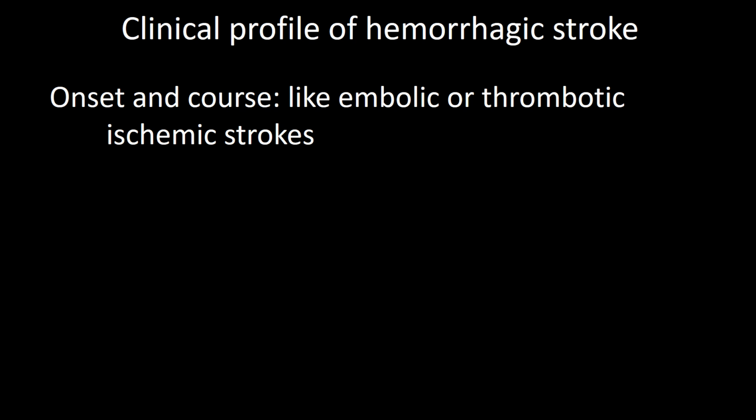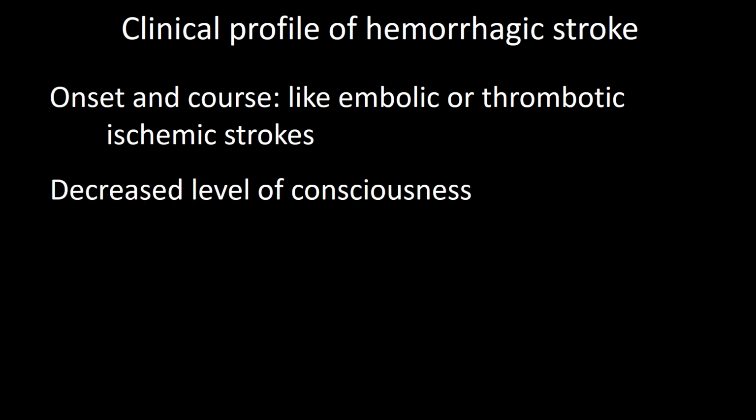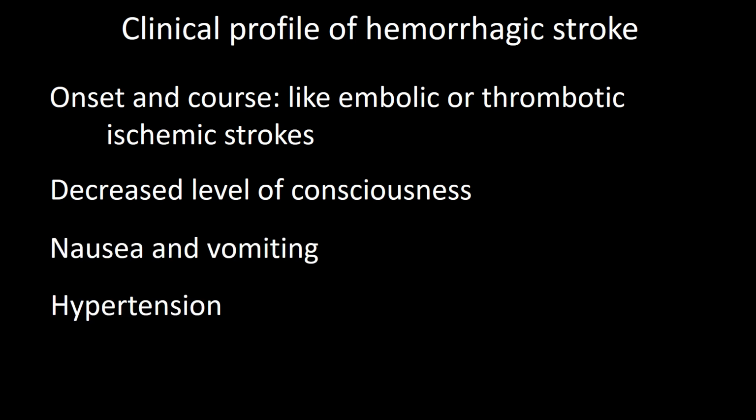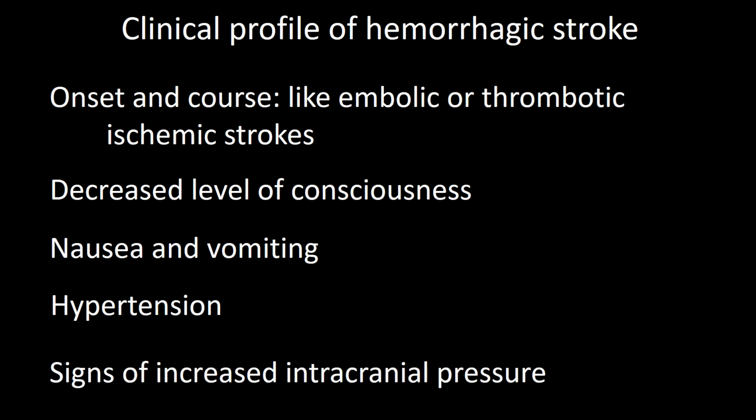The clinical profile of hemorrhagic stroke is variable. Hemorrhagic stroke may resemble embolic or thrombotic ischemic strokes, but patients with hemorrhagic stroke often have decreased level of consciousness, nausea and vomiting, hypertension, and signs of increased intracranial pressure. In patients with hemorrhagic stroke due to aneurysm, the onset of the symptoms often occurs during exercise.